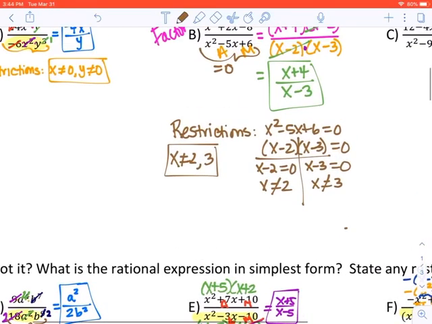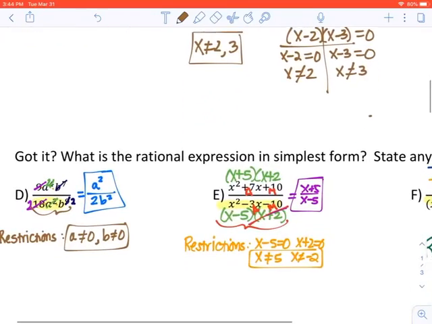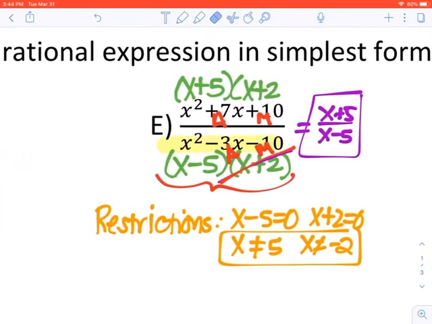Try E really quick. Pause this and try got it E. You're going to have to factor the top and factor the bottom and see what you can cancel. So pause it and try it on your own. Okay, now hopefully when you come back, you'll see a couple of things here. I'm going to erase so that I can talk to you about it.